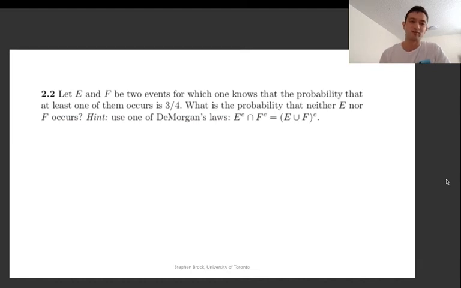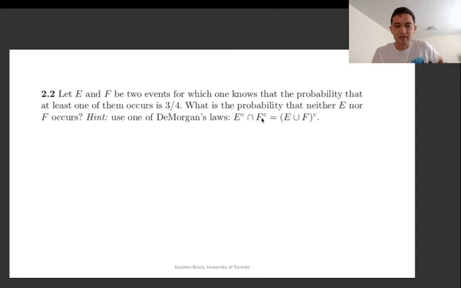So for question 2, let E and F be two events for which one knows the probability that at least one of them occurs is 3/4. When you see at least one of them occurring, we're interested in the union. So the probability of the union of E and F is 3/4. And what is the probability that neither E nor F occurs? Hint, use one of the De Morgan laws.